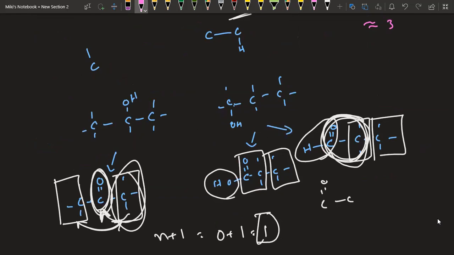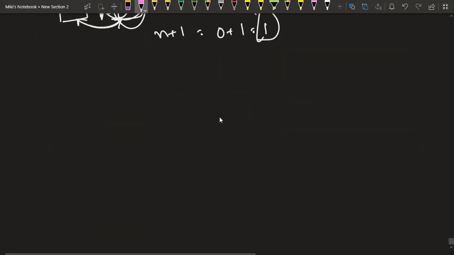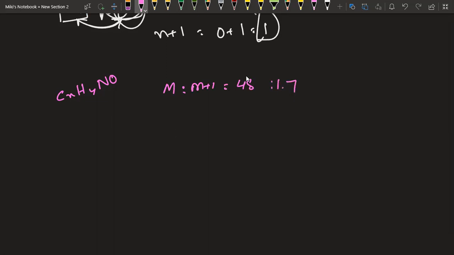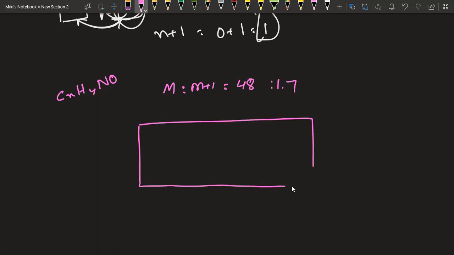Moving on to our next example. We have, let's say, a molecule. Let's say the molecule is given as CxHyNO. Okay, this is nitrogen and oxygen present. So this is the molecular structure. Now the actual structure is given, and the M:1 ratio is given as 48:1.7. Same as the previous question, we are given the chart, or the graph, for the value.